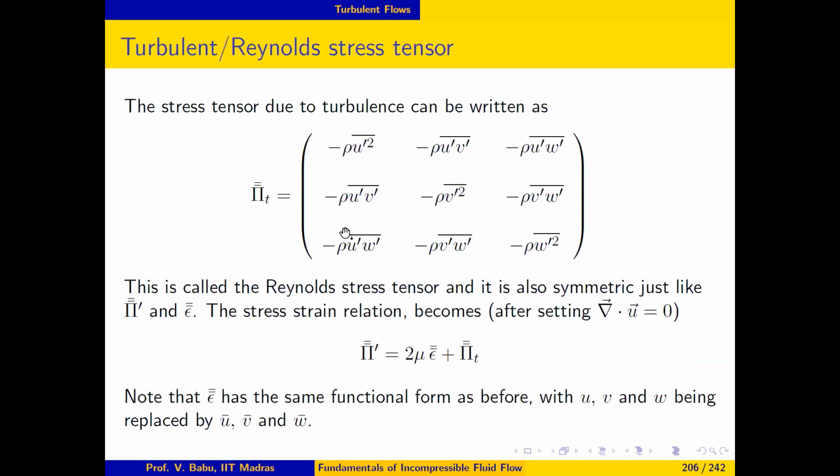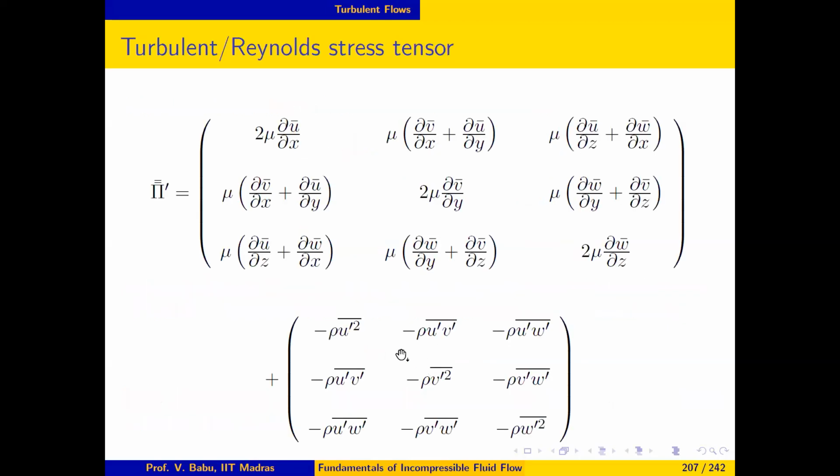u prime v prime bar is the same as v prime u prime bar, so it is symmetric, just like our deviatoric stress tensor and the rate of strain tensor that we derived earlier. So now the stress strain relation, which connected the deviatoric stress tensor with the rate of strain tensor, looks like this. There is an additional Reynolds stress tensor in this. The only change now is that the rate of strain tensor, which earlier used to involve only the velocity components, now involves the mean velocity components, the time averaged mean velocity components. That is the only difference from before.